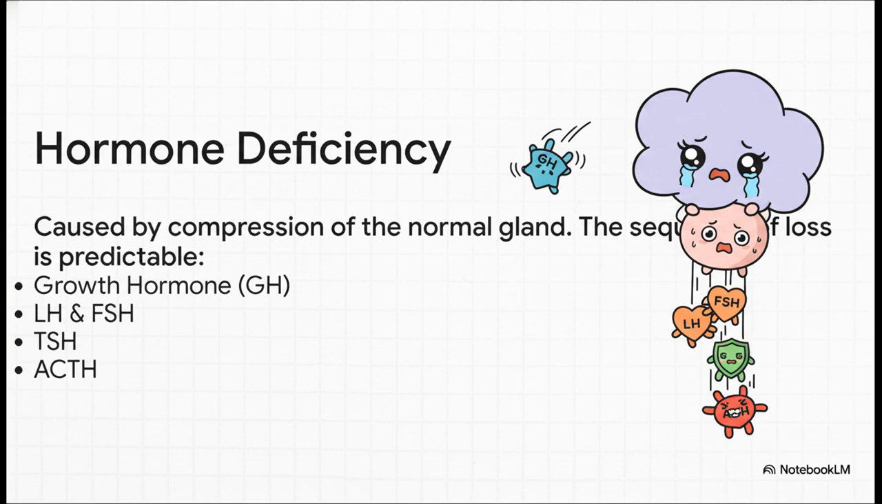The cells making growth hormone are usually the most sensitive to pressure, so they go first, then the gonadotrophs, then the thyrotropes. The corticotrophs that make ACTH are the toughest, so they're usually the last to fail. And knowing this sequence is vital, because losing ACTH is a life-threatening emergency.